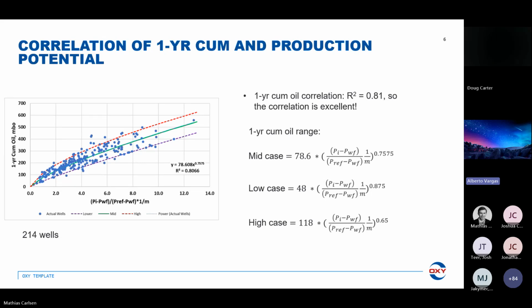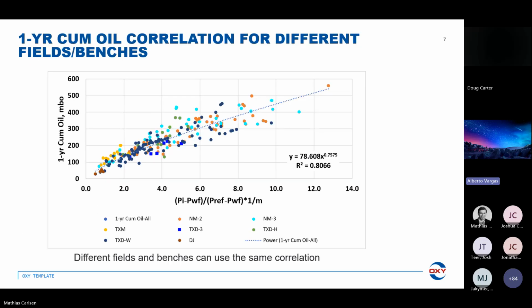We can see that 1 year Q versus the production potential correlates very well. Actually, R squared is 0.8. And then we can have the uncertainty, lower bound and upper bound. So in general, we can use the mid-case correlation to calculate the 1 year Q. Then I also look at the different benches, different areas. So we have New Mexico, Texas Delaware, Texas Midland, and different benches. They all line up for 1 year Q prediction.